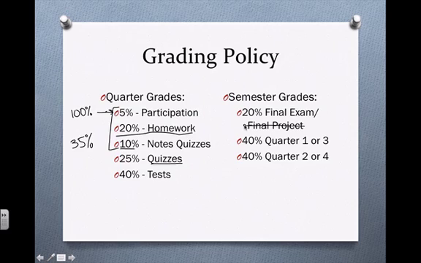Your semester grade is going to be made up of 20% will be your final exam, and then each quarter will account for 40% of your grade. So quarter 1 will be 40%, quarter 2 will be 40%, and then 20% will be your final exam for your first semester. And similarly for semester 2, quarter 3 is 40%, quarter 4 is 40%, and 20% for your final exam.